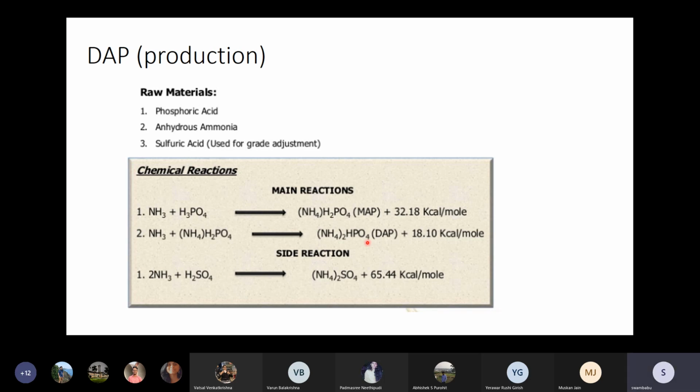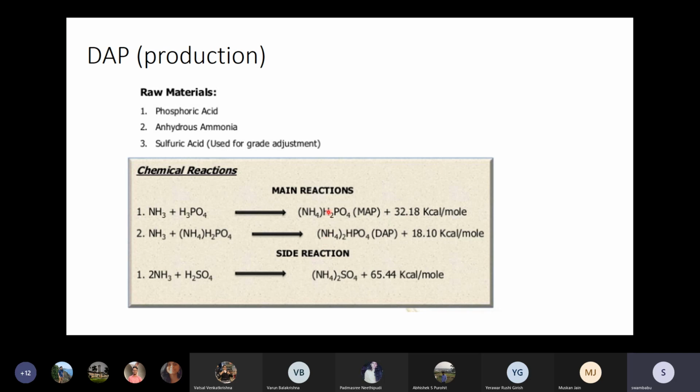That is (NH4)2HPO4. Now here, monoammonium phosphate can also be used as a fertilizer. Diammonium phosphate can also be used as a fertilizer. So what is the difference? Nitrogen content in monoammonium phosphate is lower, whereas nitrogen content in diammonium phosphate is higher.